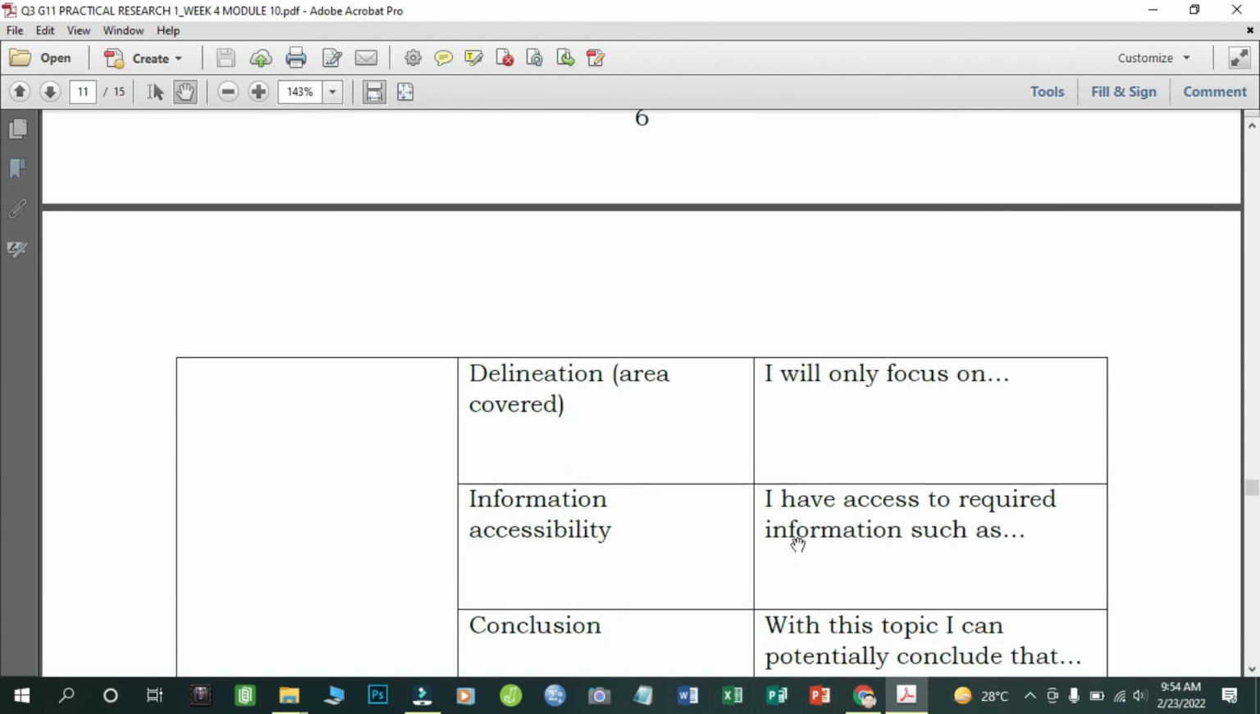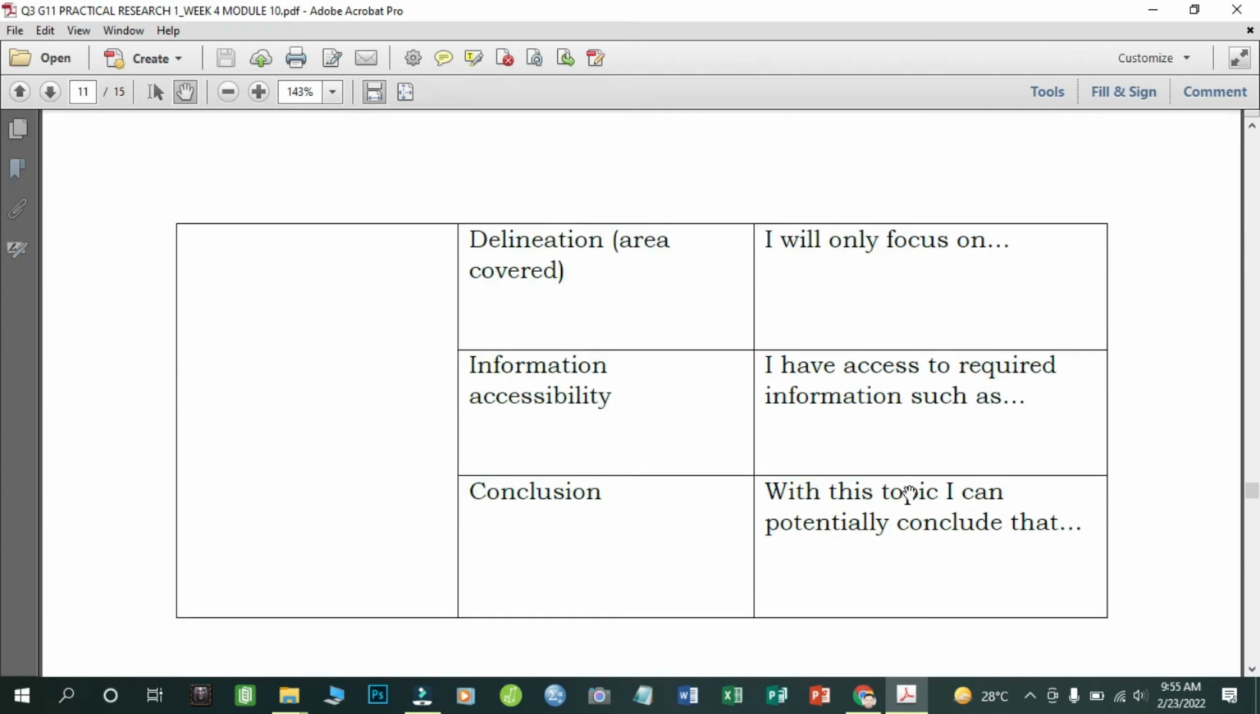Then delineation: I will focus on, okay, who are your participants or the tribe. So that is an example of delineation. And information accessibility: if you can have access to the information, there you will go to the site of the tribe. Then conclusion: with this topic I can potentially conclude that, okay, so you follow the example we have discussed earlier. So submit this to my DepEd Gmail account, okay.